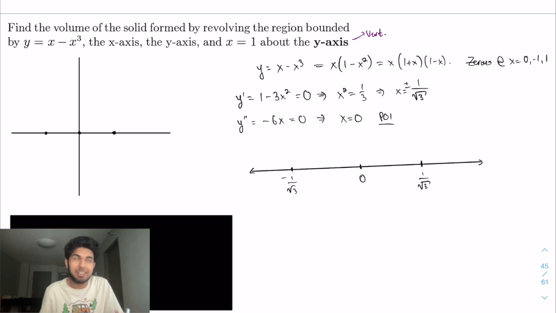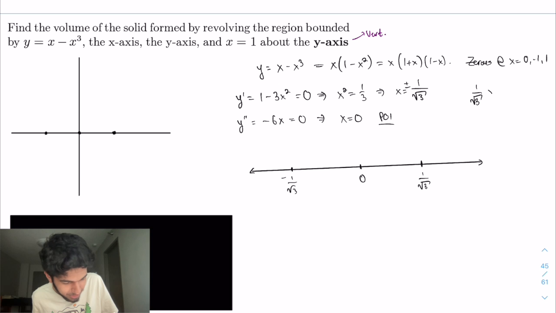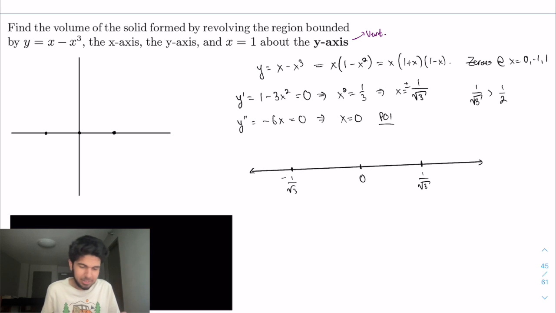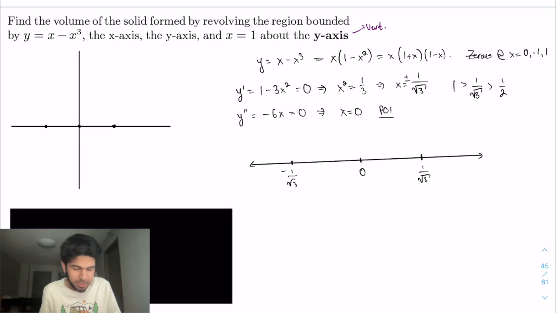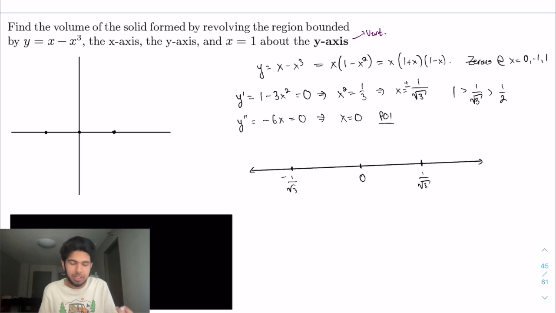So there's a couple of ways of thinking about this. This is actually kind of challenging. So the square root of 3 is less than 2 because 2 squared is 4. So 1 divided by the square root of 3 is going to be greater than 1/2, right? And then we also know that 1 divided by the square root of 3 is less than 1. So we already have some idea of what values we can test.